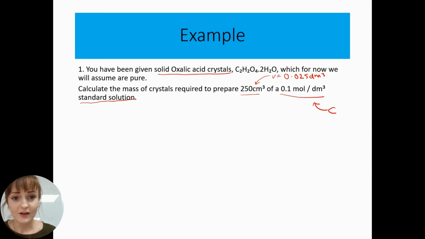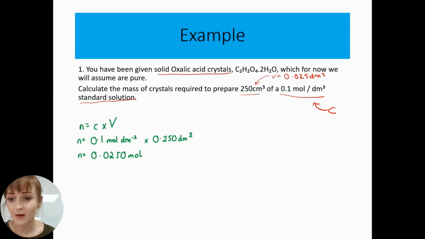You know that you're given a volume and a concentration, so the first thing you're going to do is use n = c × v to figure out exactly how many moles of oxalic acid you'd have to put in order to make that concentration.